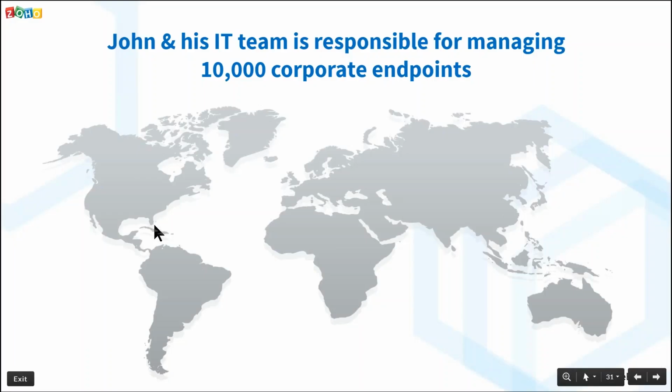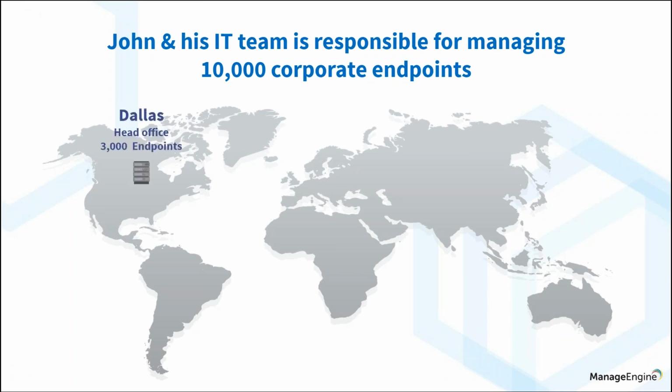Now let's take a real-time scenario to explain the feature. So we have John and his team, and they are responsible for managing 10,000 endpoints across the globe. So now let's see his architecture and the task assigned to him and how he's going to achieve that.